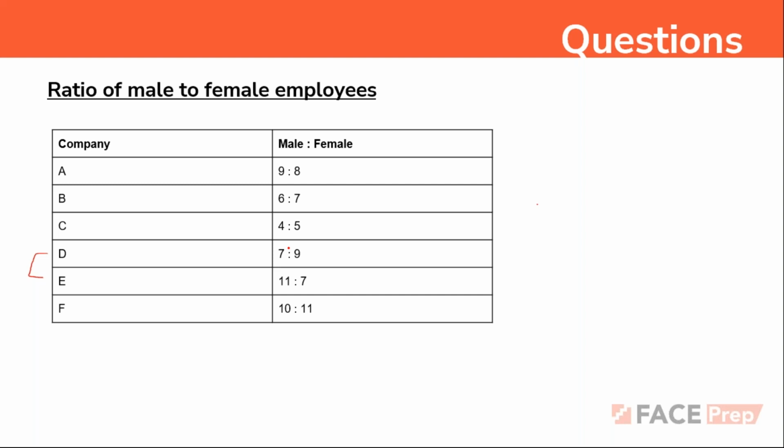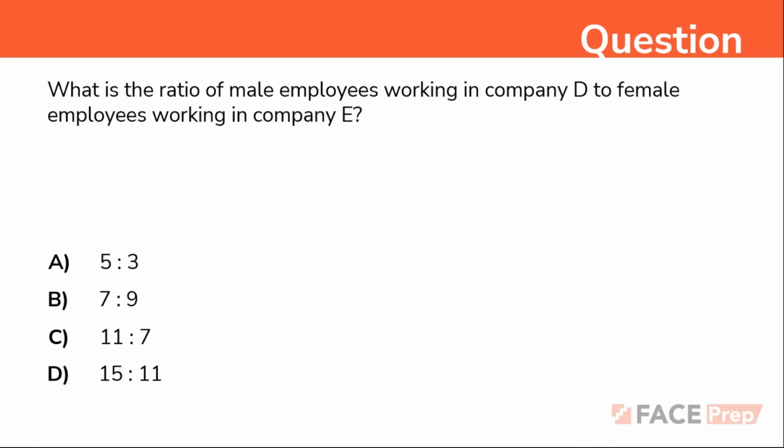The ratio of D is 7:9. The ratio of E is 11:7, where male is 11 and female is 7. Now I need the ratio of male employees in D and female employees in E. The total number of persons in D is 800, and in E it is 540.